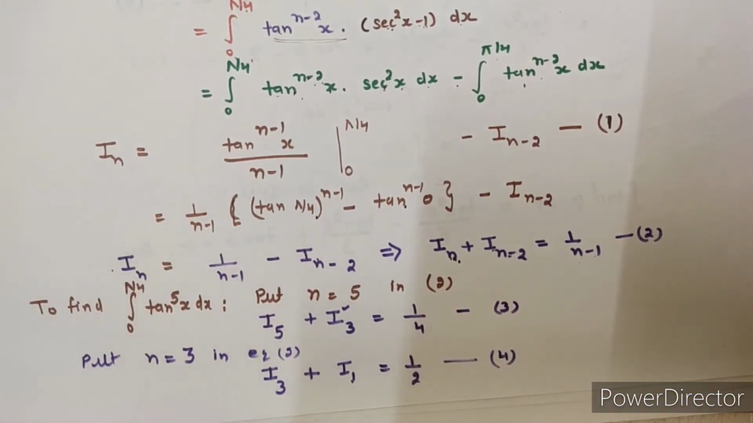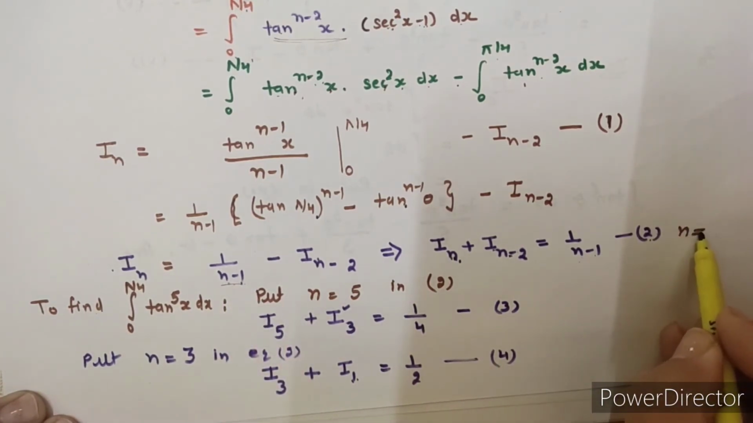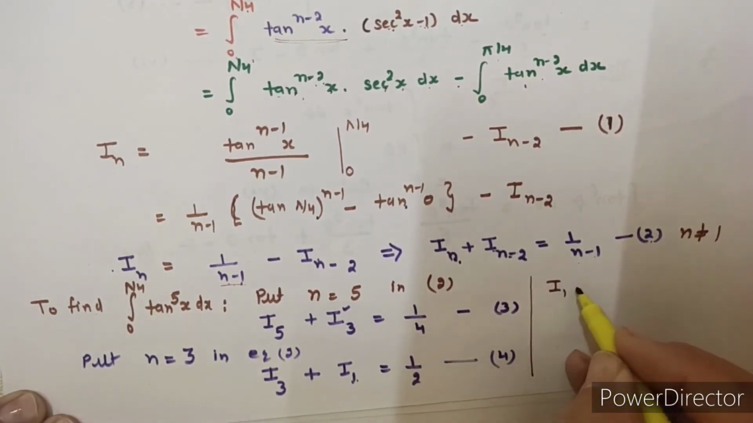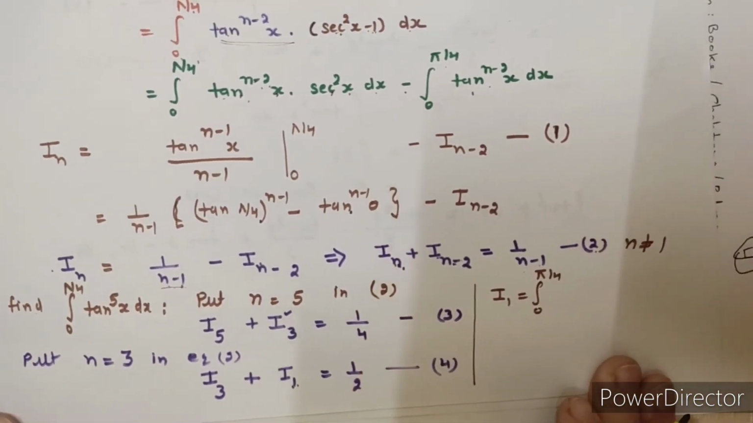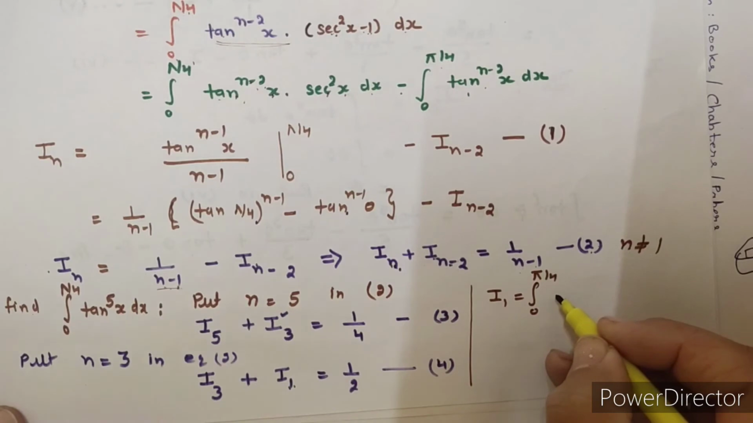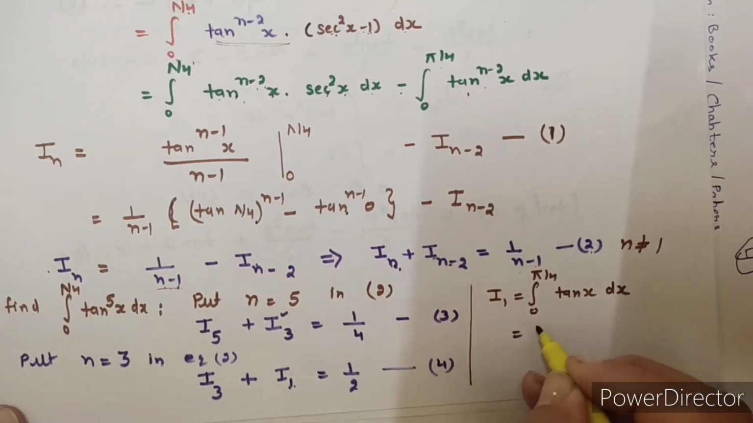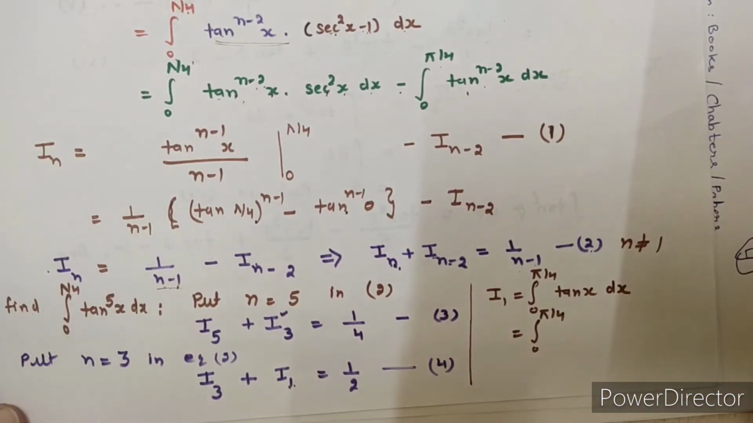Now I can't calculate I1 from equation 2 because of these conditions. Here n should not equal 1. So I1 is calculated by direct integration. As I told in lecture first, this is n equal to 1. So it's tangent of x, d of x. Its integration is 0 to pi by 4 sin x by cos x dx.